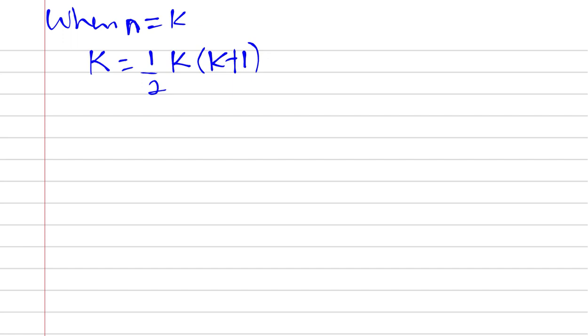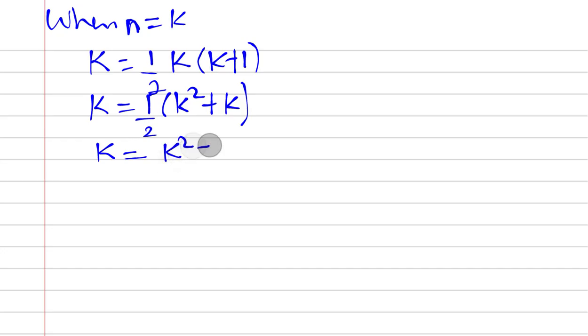But you can go ahead and open the bracket by saying k is equal to 1 over 2. k times k will give us k squared, plus k. k times k is k squared, k times 1 is k. So that means this one is k equal to k squared plus k, all over 2. Let's call this one equation 1.